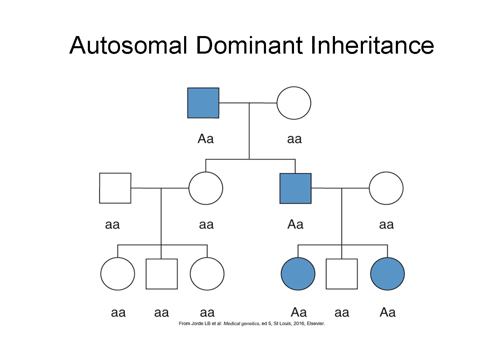The shaded symbols represent individuals who are affected, and the unshaded ones are unaffected. Notice that the trait appears in every generation, and both males and females can inherit and transmit it. Because only one dominant allele is needed to express the trait, an affected parent has a 50% chance of passing it on to each child.